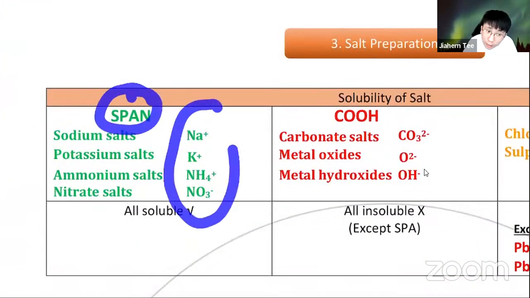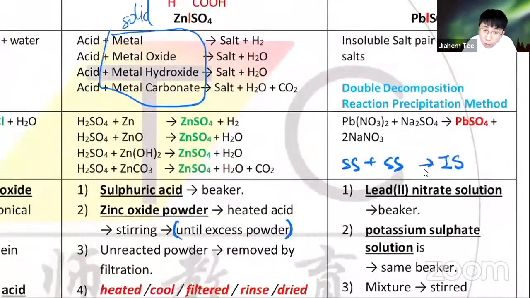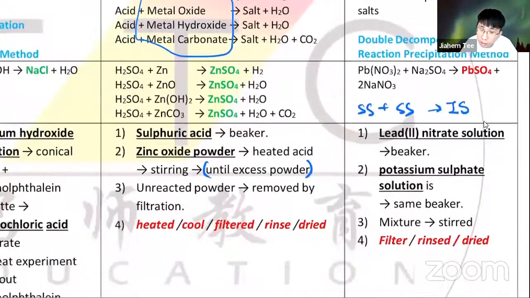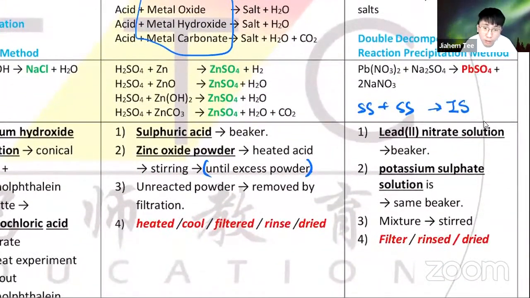Spun salt is always soluble in water, right? So to make sure these two are soluble salts, I add a spun partner to each. I added nitrate to Pb, I added sodium to SO4, so both of them are soluble. After the reaction, you get an insoluble salt. After producing this salt, you don't have to heat and cool because it's already an insoluble salt, which is a solid. So if it's already a solid, you just have to filter, rinse, and dry. No need to heat and cool.